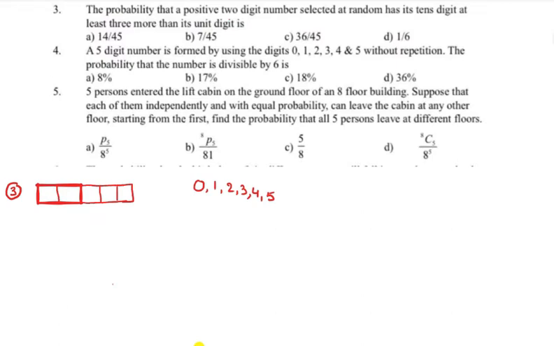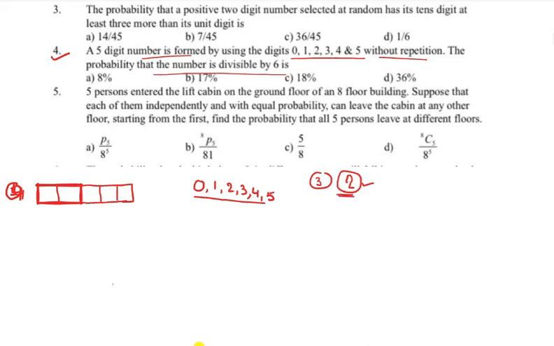So observe the next question, number 4. What is it saying in question number 4? A 5-digit number is formed using the digits 0, 1, 2, 3, 4, 5 without repetition. Find the probability that the number is divisible by 6. A number is divisible by 6 means definitely it is divisible by 3, it is divisible by 2 also. Then only the number is divisible by 6.